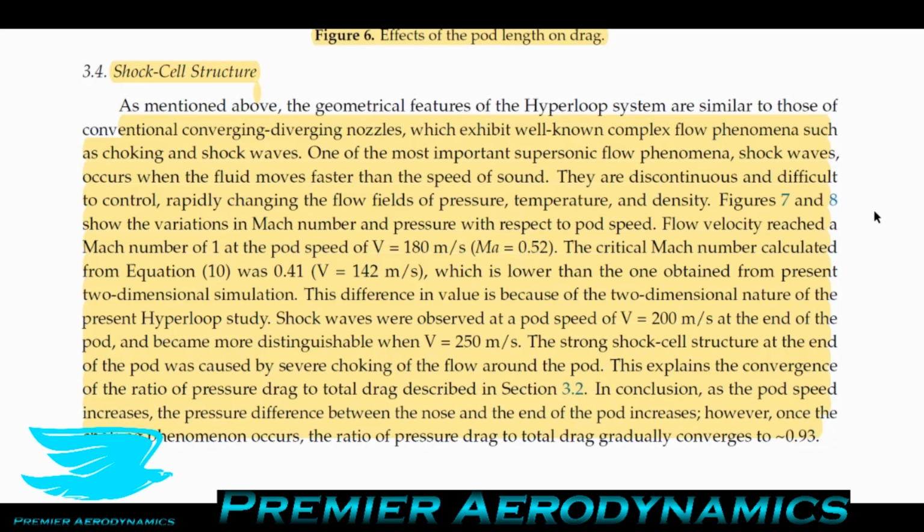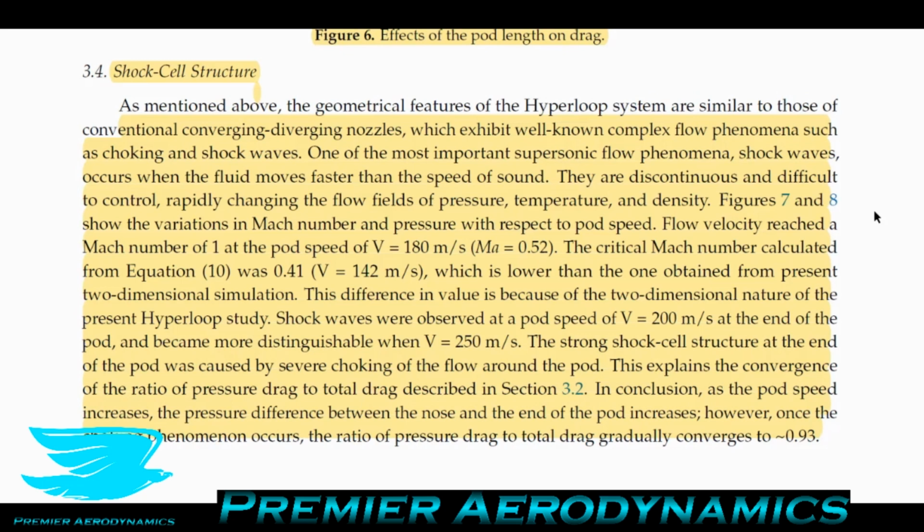Interestingly, they say the critical Mach number calculated from equation 10, which if you remember from the first podcast, number 72, we looked at an equation that you can calculate the Mach number in one dimension based on just a few parameters, such as the Mach number, obviously, the specific heat ratio, and then there was another parameter, I can't remember exactly. But from that equation, the critical Mach number was 0.41, which is lower than the one obtained from the present 2D simulations, which was 0.52.